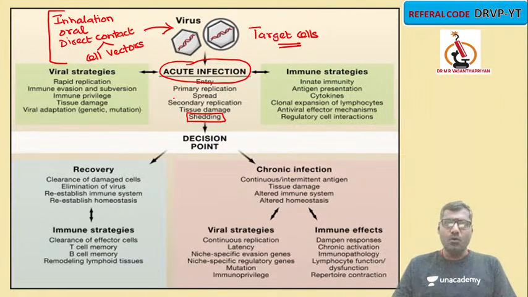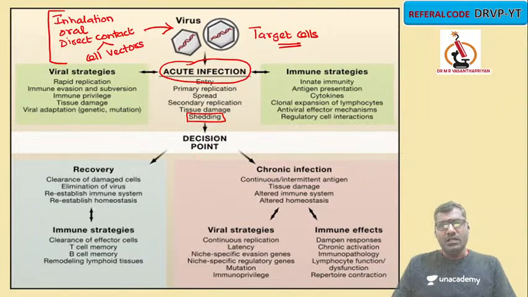Very good. Now after the acute infection in the primary target cell, what are all the further outcomes? What are all the further outcomes to be taken after the virus is replicating in the primary cell? That is called the decision point.